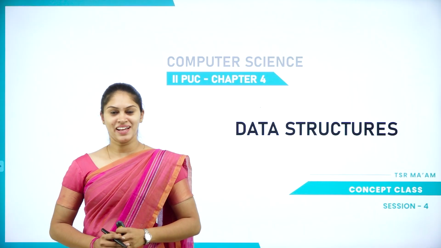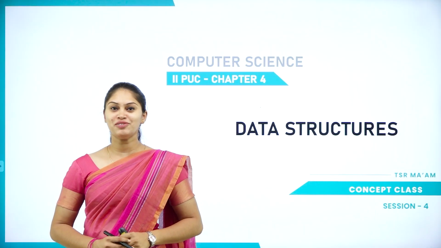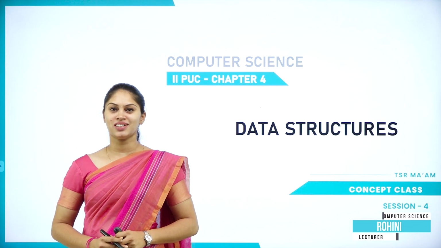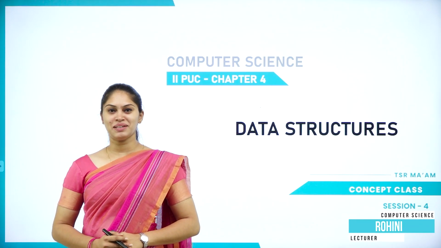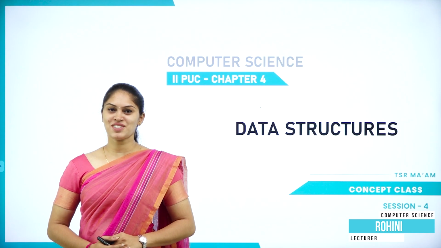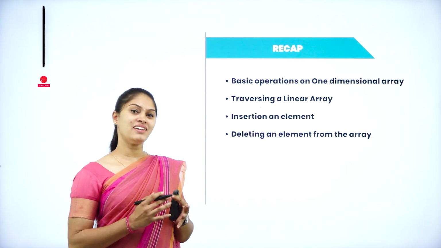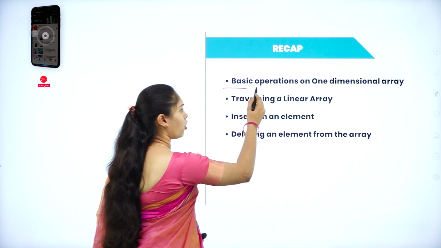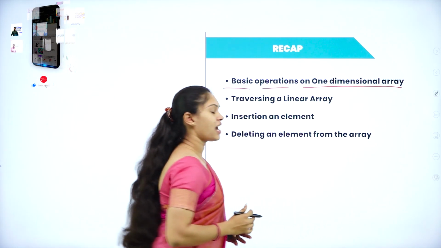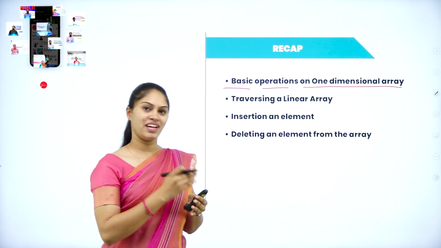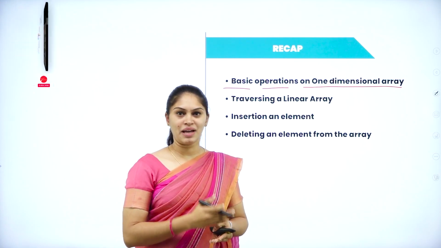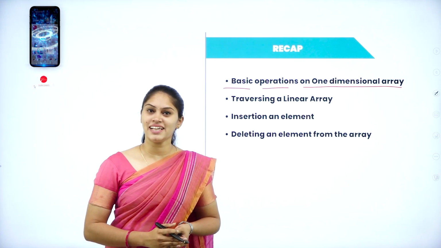Hello everyone, welcome back to session 4 on the 4th chapter, that is data structure. Myself Rohini, lecturer, Department of Computer Science, Vidyashram Pre-University College, Mysuru. In my previous session, we learned about the basic operations on a one-dimensional array. When it comes to the array, there we have 3 types: one-dimensional, two-dimensional and multi-dimensional.